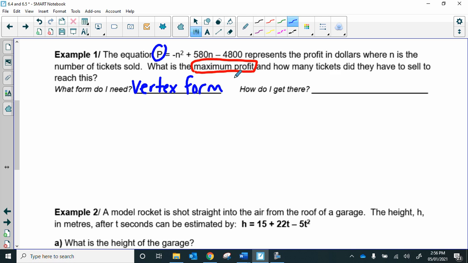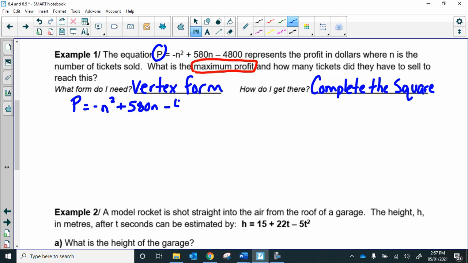So who remembers how to go from standard form to vertex form? We are going to complete the square. That's 6.1. 6.1 was completing the square. So I'm just going to rewrite the equation here. P equals negative n squared plus 580n minus 4800. Completing the square is all about creating a perfect square within the equation and then factoring that perfect square. That'll get us vertex form.